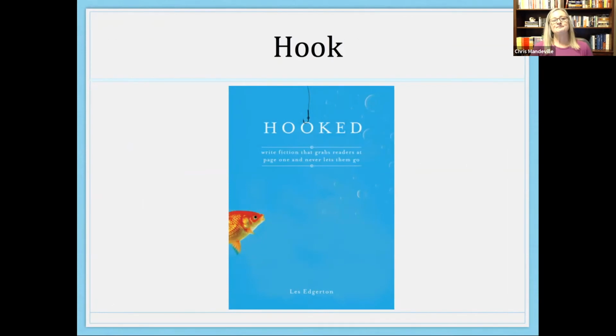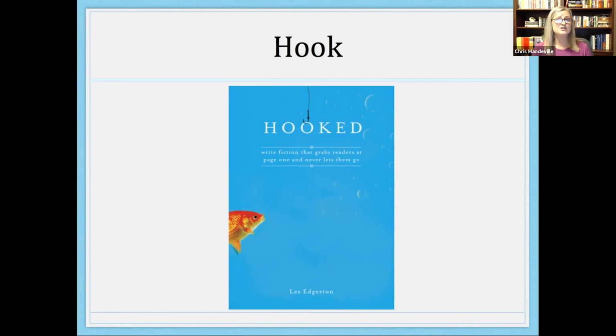So the hook. We have time to look at one more of these first page elements, and that is the hook. I mentioned earlier that a hook is something that grabs the attention of the reader and gets them to turn the page. You don't have to stress over the literary definition of this. It's super easy. It's just the thing that hooks a reader's attention and gets them to turn the page.